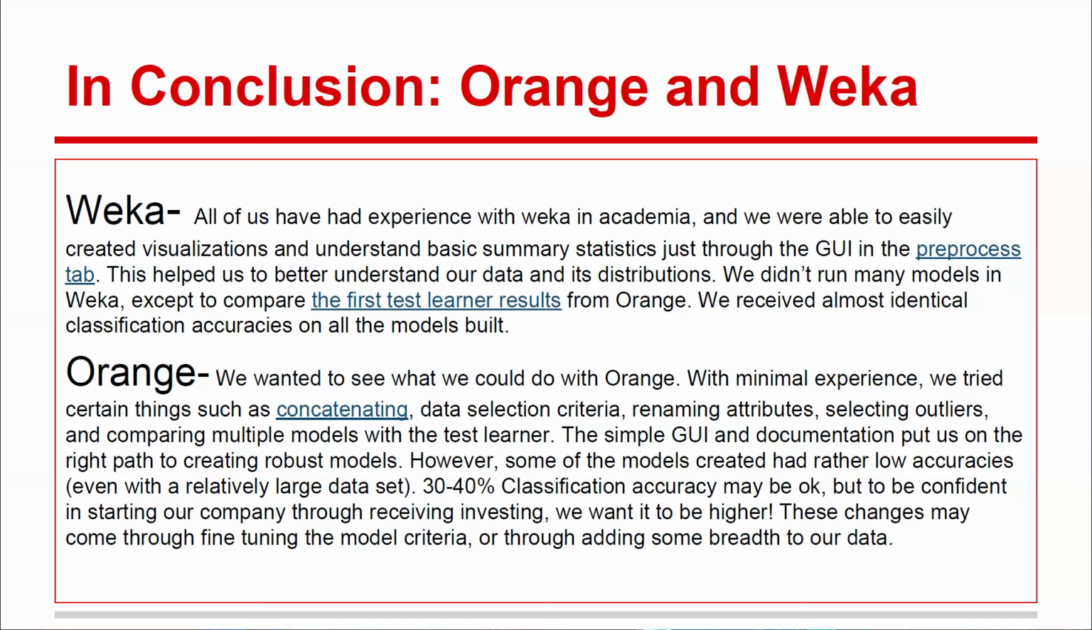In Orange, we wanted to see what we could do with it. With minimal experience, we tried certain things such as concatenating, data selection criteria, renaming attributes, selecting outliers, and comparing multiple models with the test learner. Simple GUI and documentation put us on the right path to create robust models. However, some of the models created had rather low accuracies, within 30 to 40%. The classification accuracy may be okay, but to be confident in starting our company through receiving investment, we want it to be higher. These changes may come through fine-tuning the model criteria or through adding some breadth to our data.